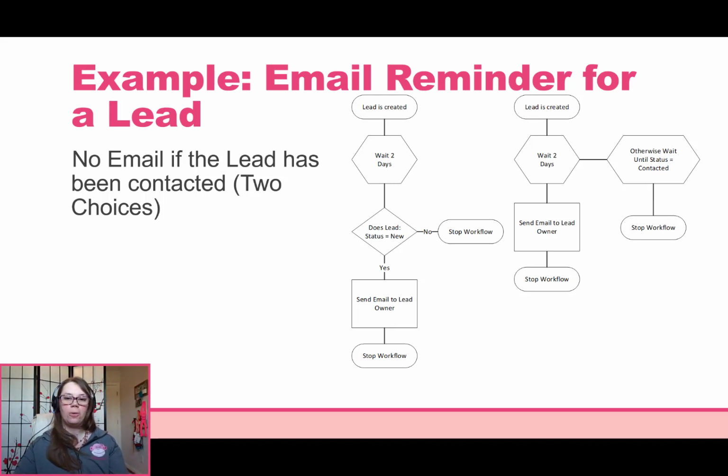We also have the option to, instead of adding that check condition, do it with a wait and an otherwise wait. So as soon as that status equals contacted, we're going to stop workflow. Because this is a relatively short wait, it probably doesn't matter which option we select, but I did want to show you that we do have options here, and different things that we could look at. In this case, I think the option we're going to go with is option 1. So after we wait 2 days, we're going to run our check condition and go on from there.